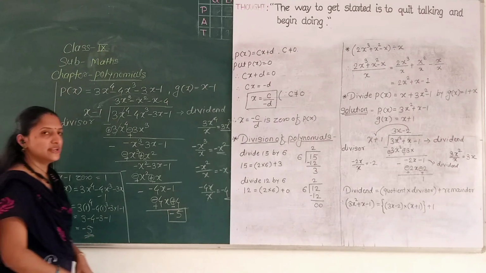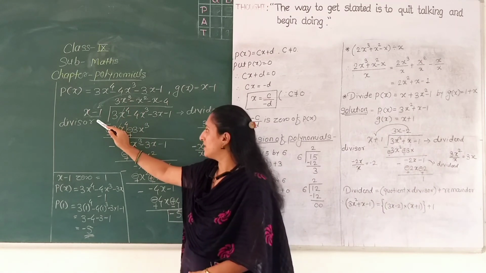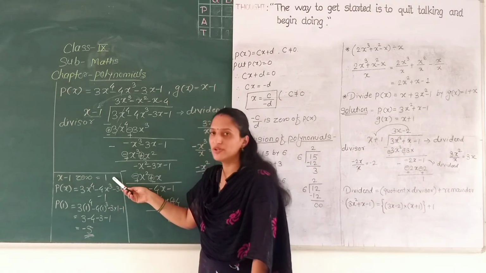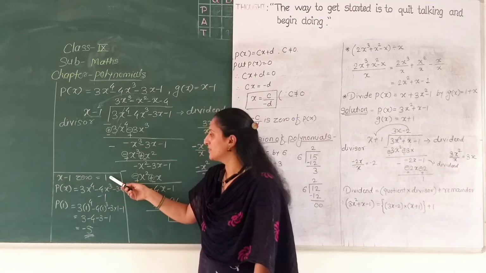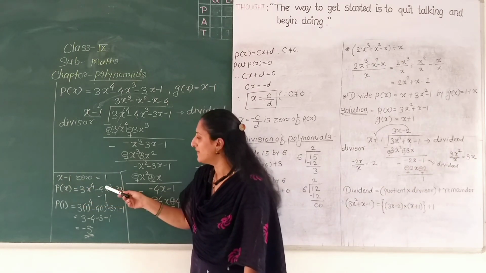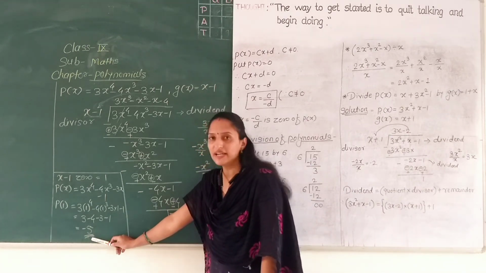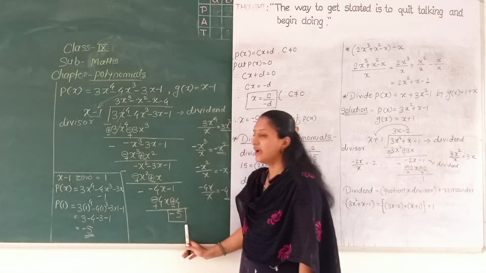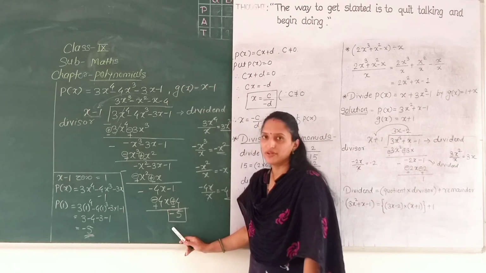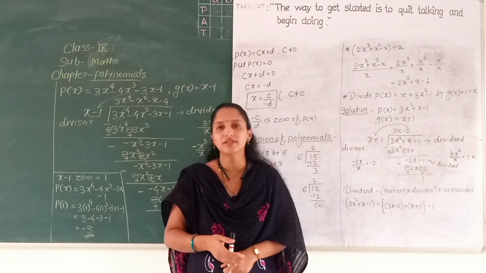So whenever our divisor is a linear polynomial, if we find the zero of this polynomial and substitute it in p of x, that means in the dividend, we can easily get the remainder. So here the remainder is negative 5, and in the division process also we get the remainder negative 5. So in this way we can divide any polynomial by another polynomial.